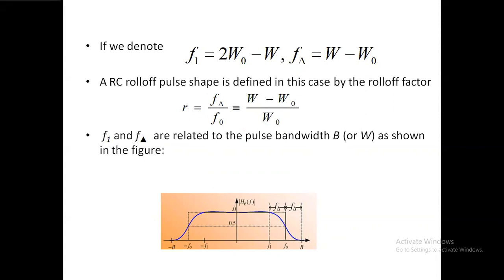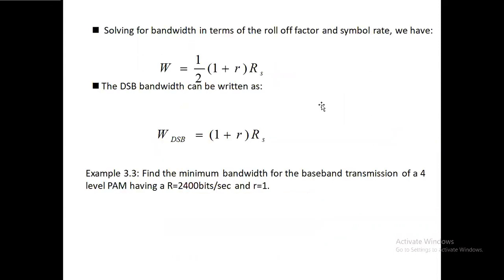So the roll-off factor, I have already told, this is the excess bandwidth W, and this is the bandwidth of the rectangular filter W naught. W divided by W naught will give you the roll-off factor. If you want to calculate in percentage, you multiply it by 100.